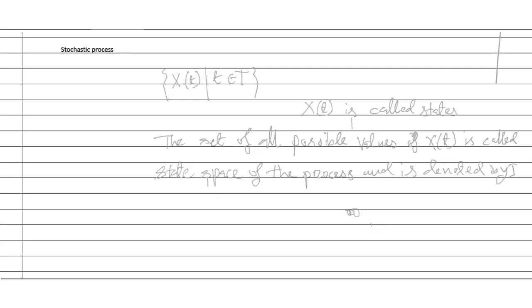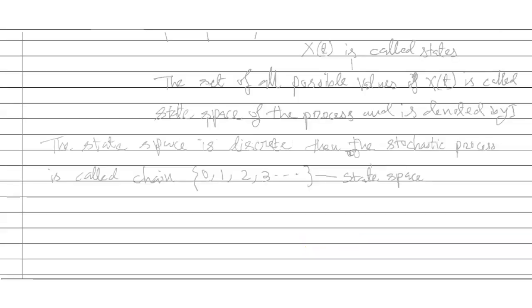If the state space is discrete, then the stochastic process is known as a chain. In this case, the state space is assumed to be 0, 1, 2, 3 and so on. This is called the state space.